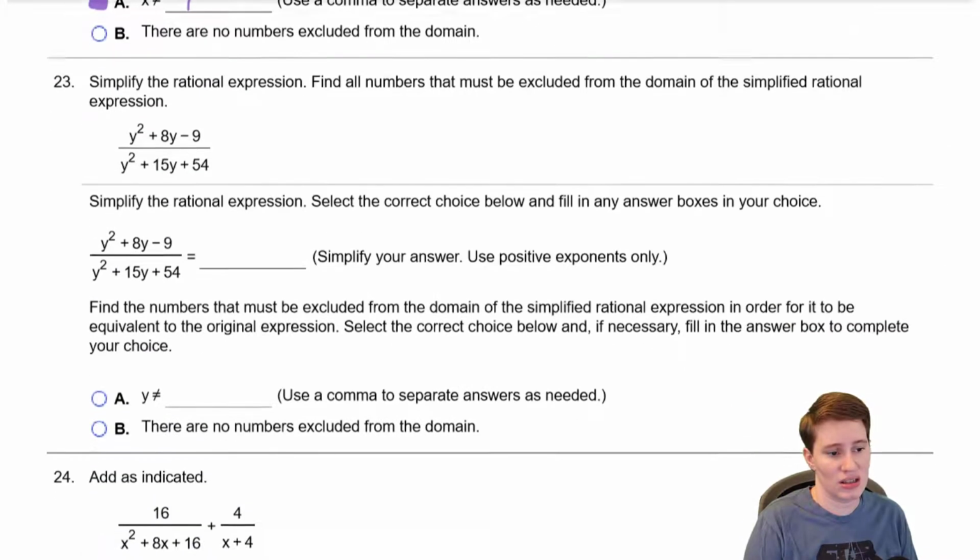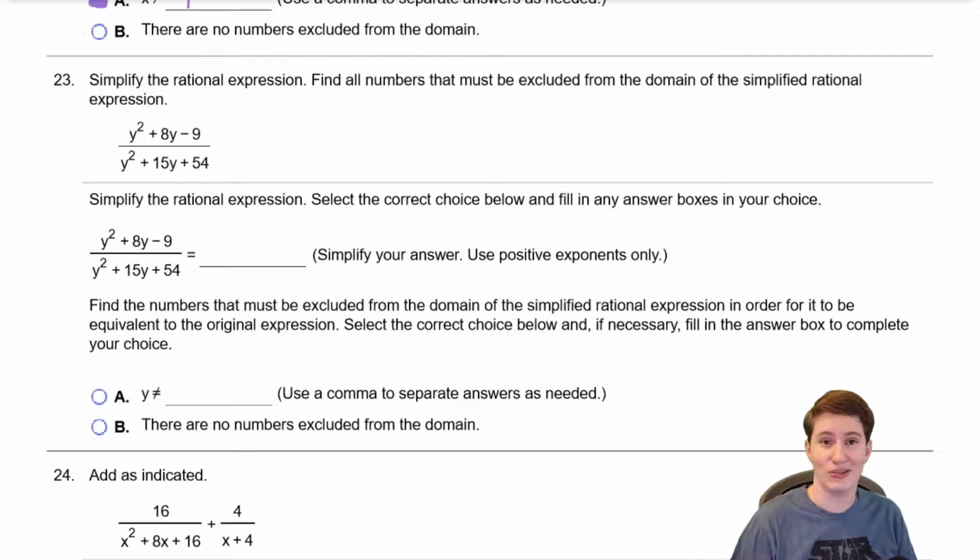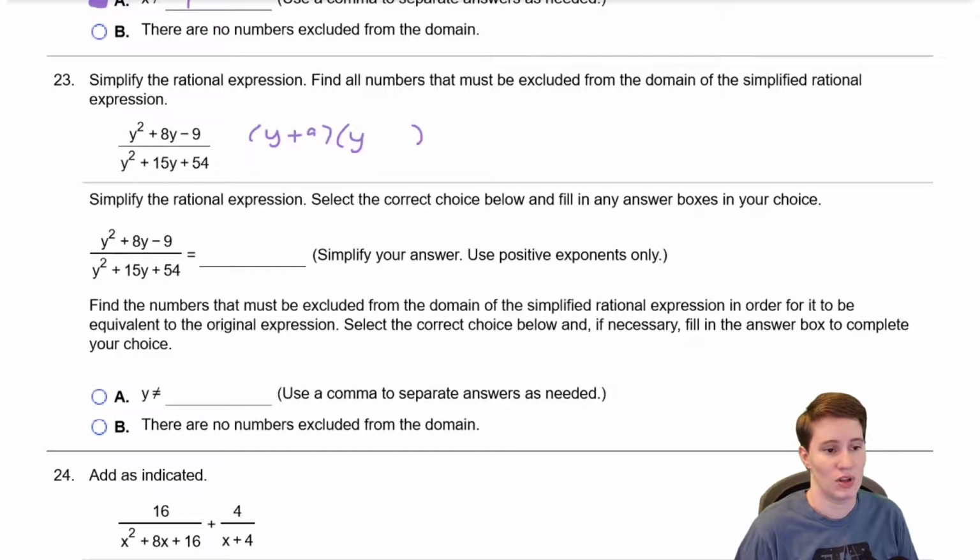23. And it looks like this is a similar problem, so hopefully this will lend itself a little better to the explanation I was planning to give on the last one. Okay, so we want to factor the top and bottom. So we need to say what multiplies to get negative 9 that adds to get 8, which would be a plus 9 and a minus 1, because those add to get positive 8, but multiply to get negative 9. I'm going to do the same sort of thing on the bottom. What multiplies to get 54 and adds to get 15, which is 6 and 9.